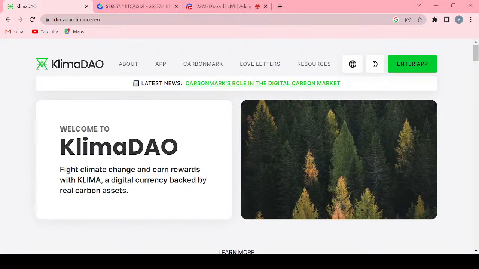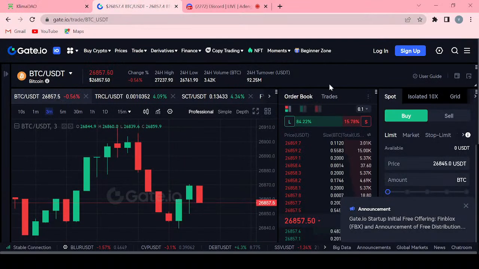So yes, today we are going to talk about the Klima project analysis. This project is all about fighting climate change and earning rewards with Klima. And before entering into the project analysis, let's get started with the token from Gate.io.